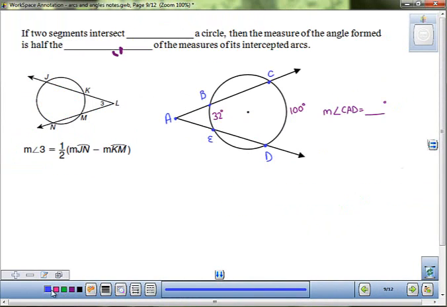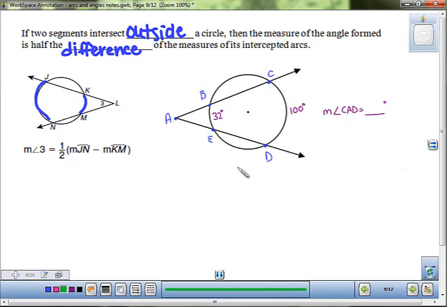Last angle relationship happens if two segments intersect outside a circle. Then the measure of the angle formed is half the difference. Sum meant to add. Hopefully you remember difference means to subtract. So here the angle is outside the circle, the arcs intercepted are KM and JN. I subtract the larger one first and take half.